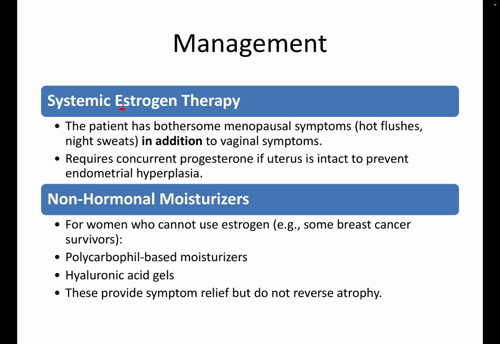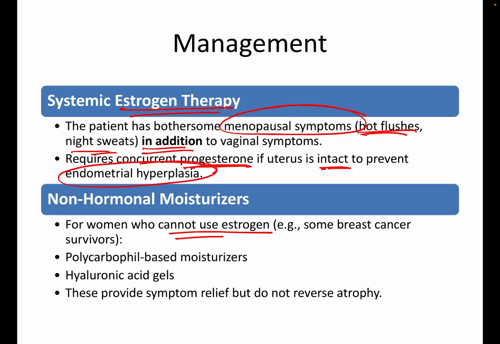Coming to systemic estrogen therapy, it is for patients who have bothersome menopausal symptoms like hot flushes, night sweats, in addition to vaginal symptoms. They require concurrent progesterone if the uterus is intact to prevent endometrial hyperplasia. Non-hormonal moisturizers are for women who cannot use estrogen, for example, some breast cancer survivors. For them, polycarbophil-based moisturizers and hyaluronic acid gels are suggested. These provide symptom relief but do not necessarily reverse the atrophy.